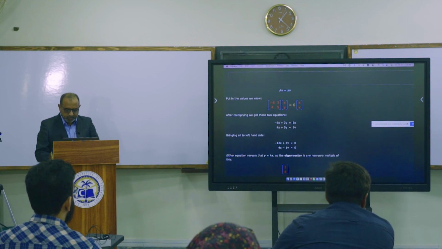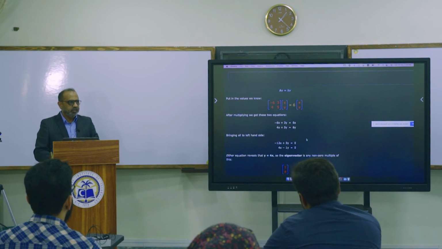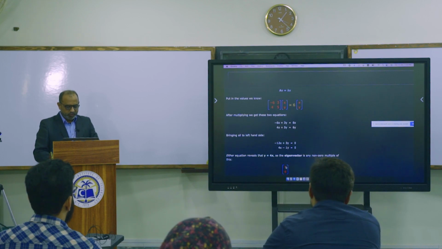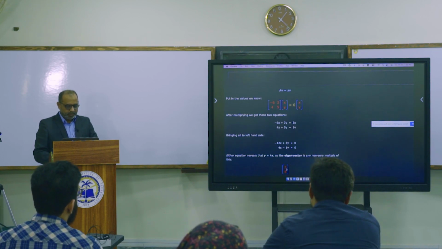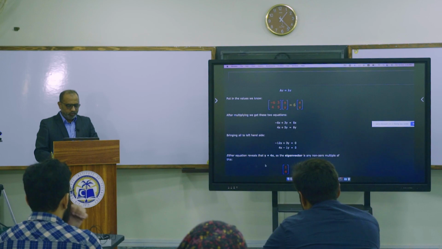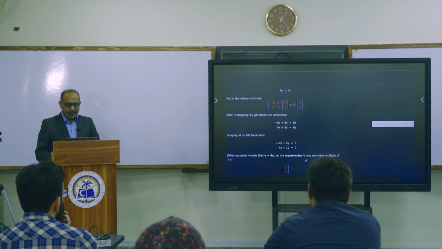So you don't need to solve it simultaneously. Rather, you just assign a value of x, anything. You assign x is equal to 1 here, you get y. Okay, assign x, you get y. So for example, assign x is equal to 1, so y is equal to 4. So either equation reveals that y is equal to 4x, so the eigenvector is a non-zero multiple of this, which is 1 and 4. These are the eigenvectors.